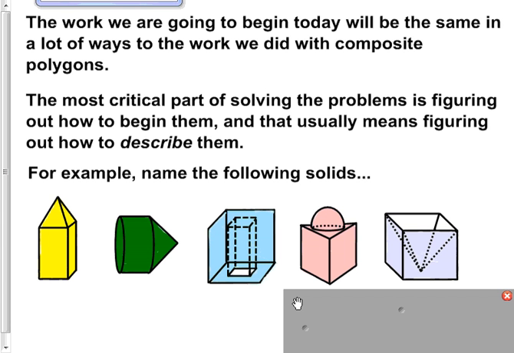And hopefully you remember the term for half of a sphere. That would be a hemisphere. Okay, so we have a triangular prism and a hemisphere would be a good description of that one. So jot that down, triangular prism and hemisphere.